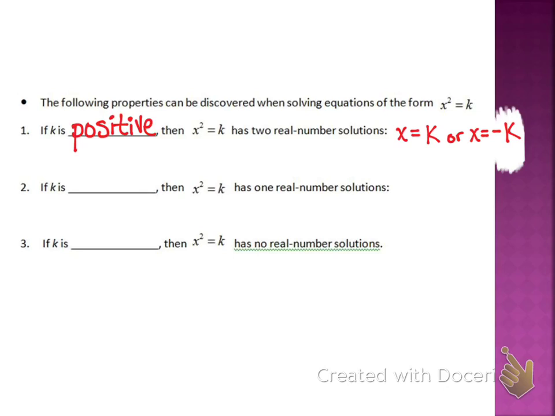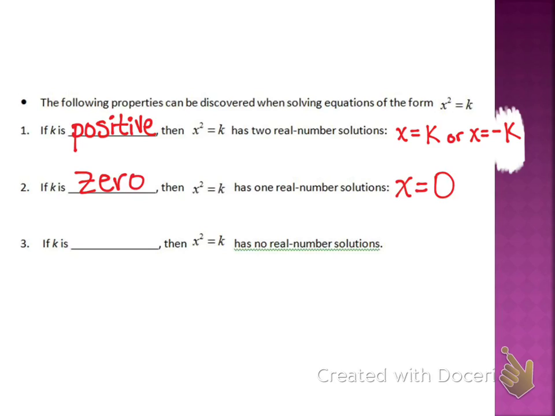Those would both be solutions. If k is 0, then x squared equals k has 1 real number solution. X would equal 0. It's the only option.